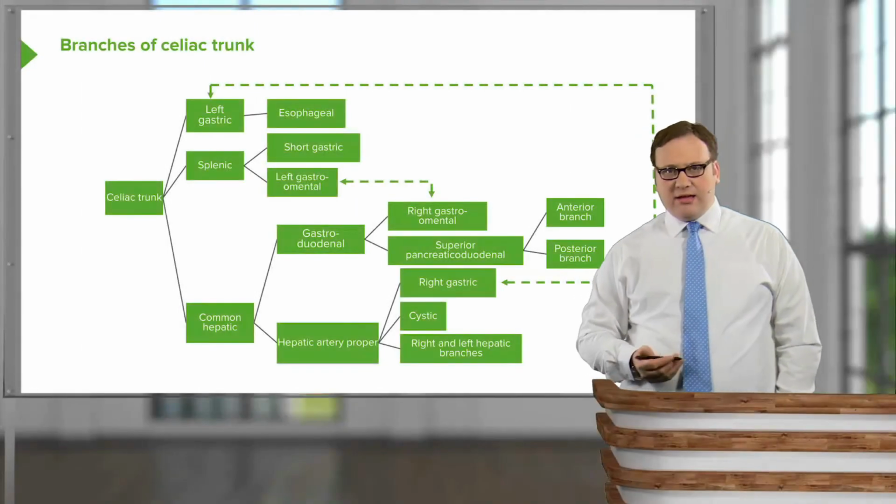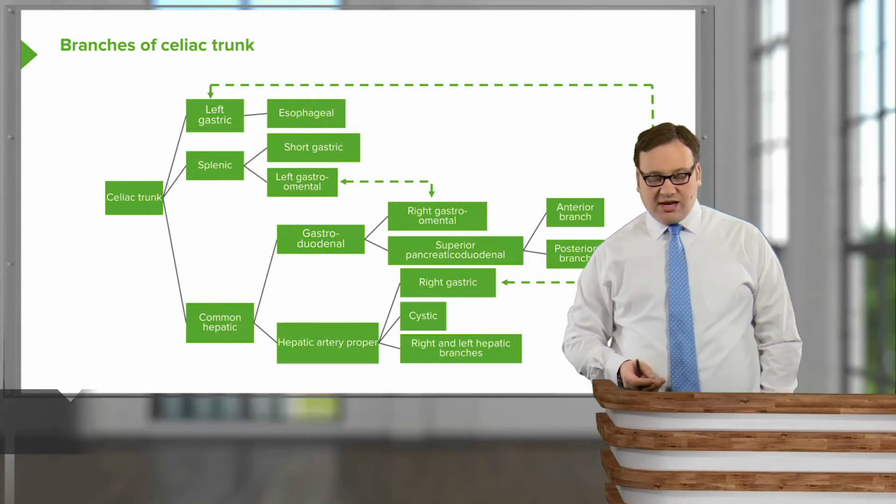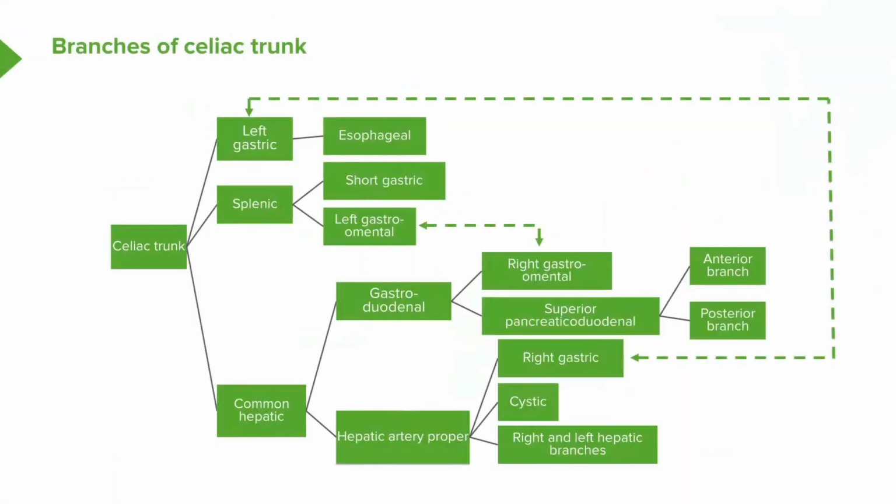Here we just have a schematic which is going through the various branches that come from the celiac trunk that I've already spoken about. So we've seen the celiac trunk, that's coming at T12. That gives rise to three branches: the left gastric, the splenic, and the common hepatic. The left gastric may give rise to an esophageal branch that runs up and supplies the esophagus. We can see that the common hepatic artery is going to divide into the gastroduodenal artery, which we spoke about, and the hepatic artery proper.